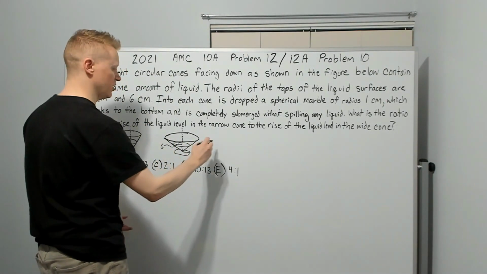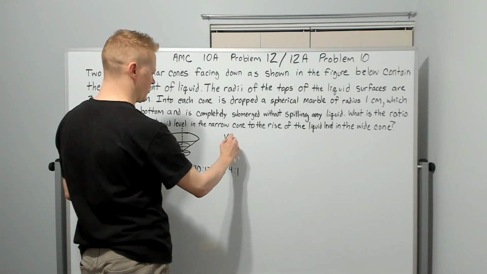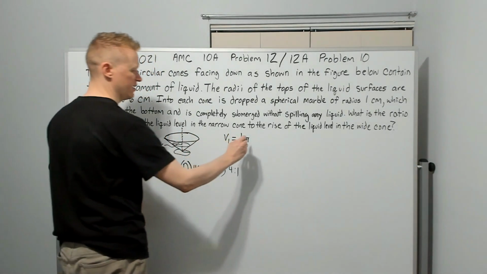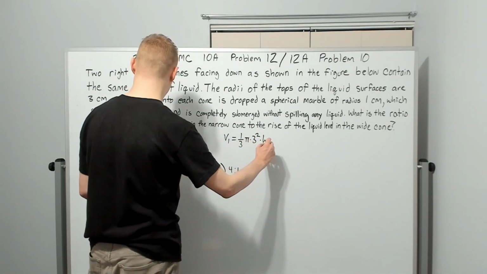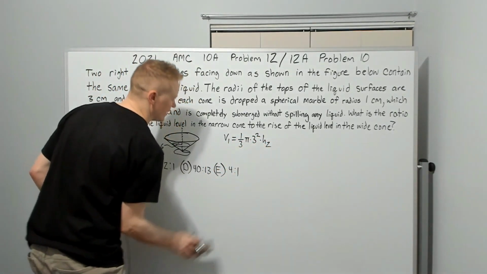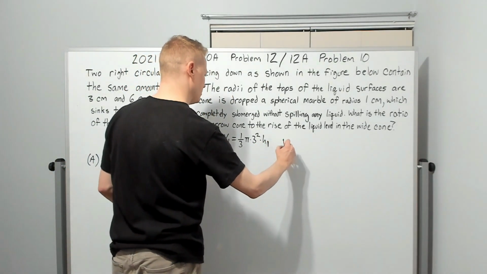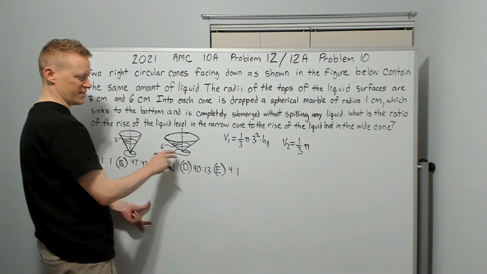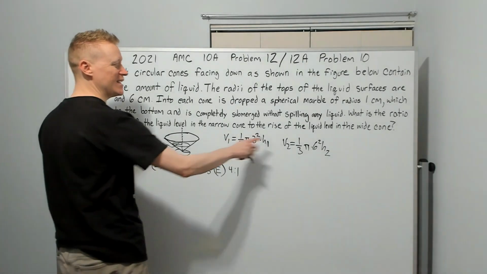If the volume of a cone is 1/3 pi r squared h, then for us, the volume of the first cone will equal 1/3 pi, our r is 3, so we'll have 3 squared, and I will call that h1. Then volume 2 is going to equal 1/3 pi times its radius, which is 6 squared. But the height's not the same. It's height 2.